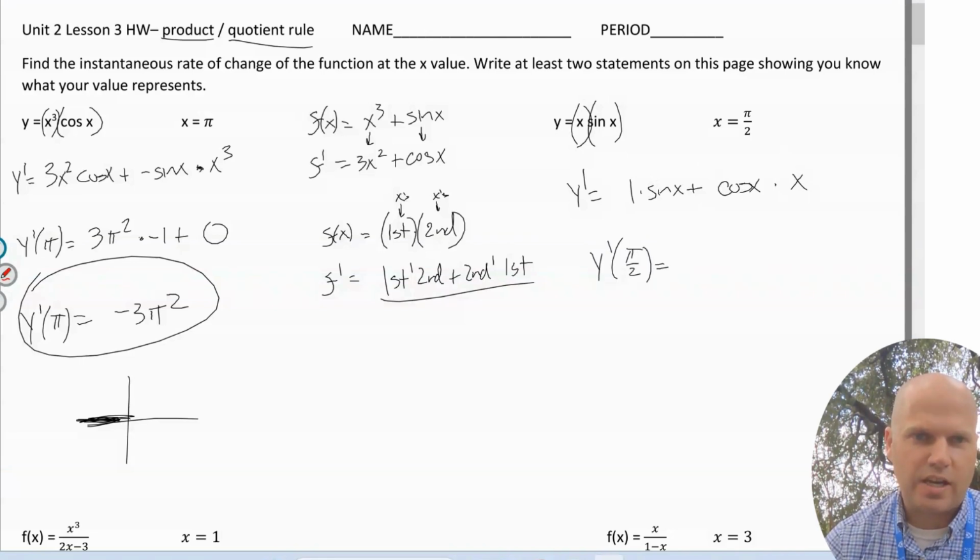Let's plug in pi over 2. The sine of pi over 2 is 1. Cosine of pi over 2 is 0. So I just have 1.